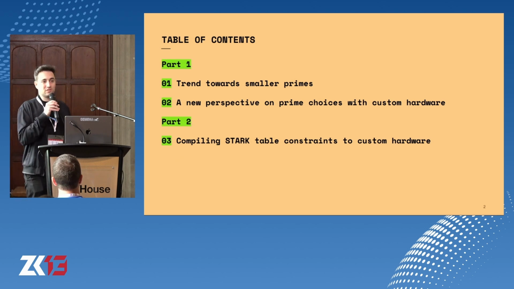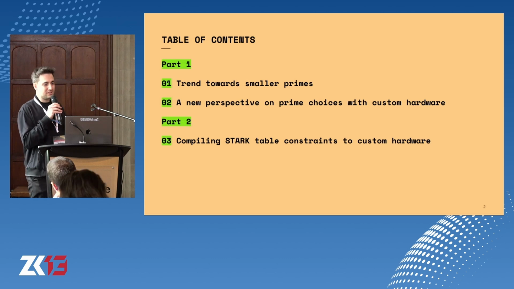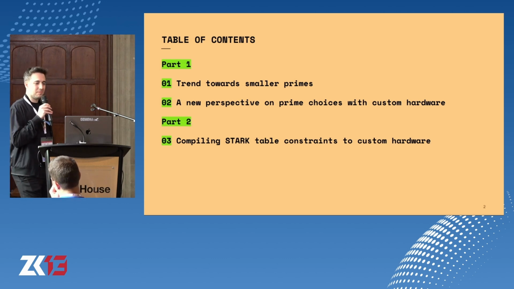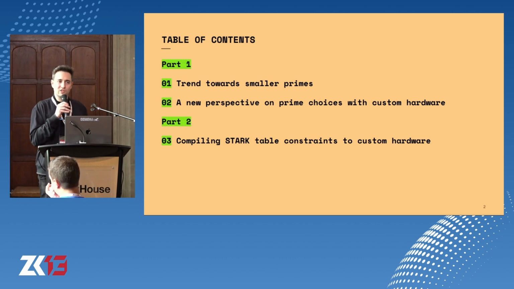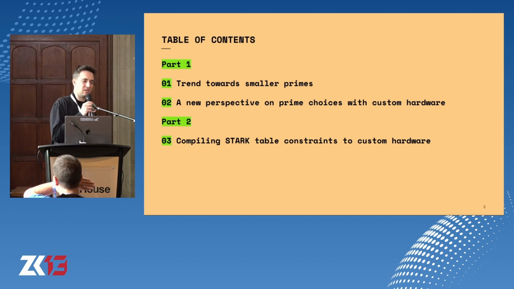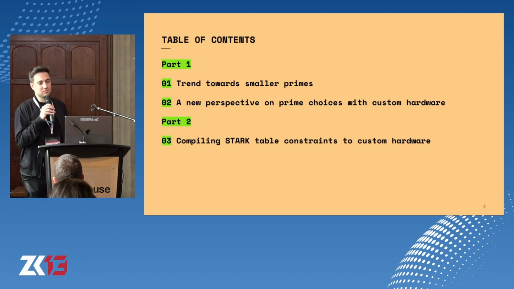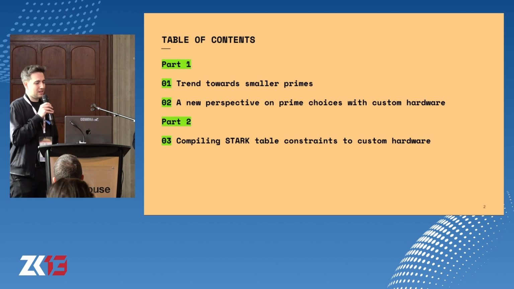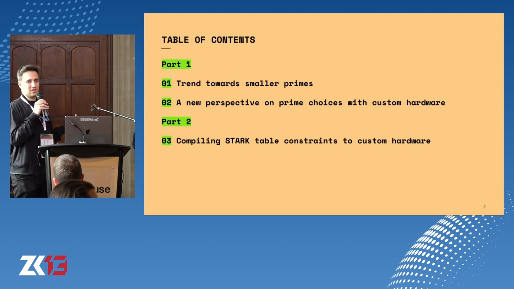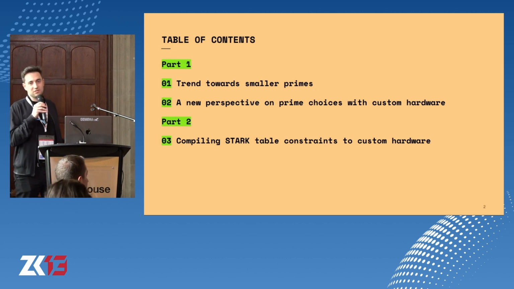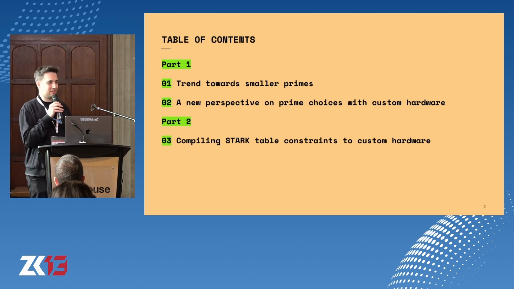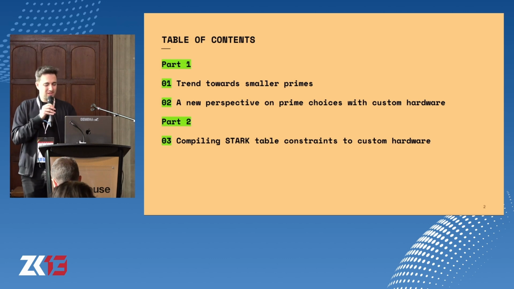So, as I said, two parts. I will first talk about the trend towards smaller primes in the ZK industry. This is very easy to see nowadays. And then about this new perspective of how we actually could choose a prime if we have in mind custom hardware, custom chips. The second part: this may all seem very hard to actually compile to custom hardware, but it turns out that if we have the right tools, the right software, it's not so hard to do, and Phil will talk about that later in the second part.